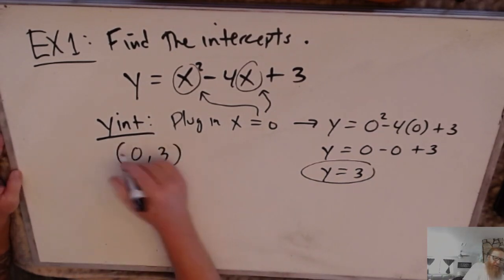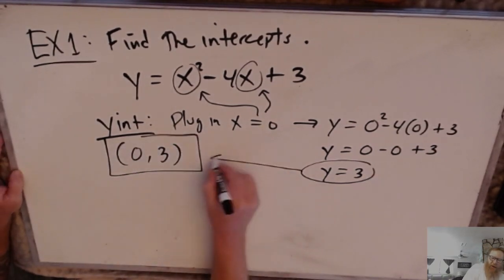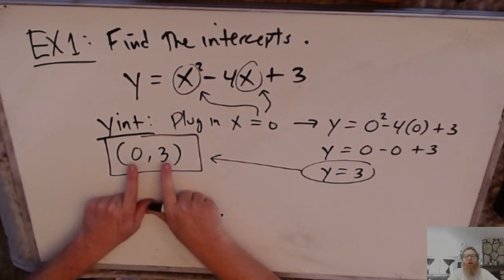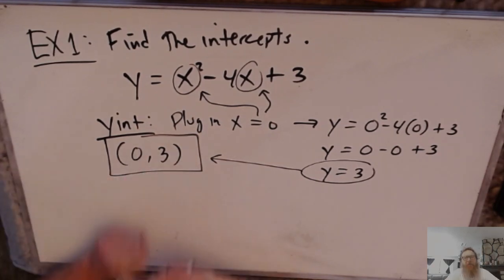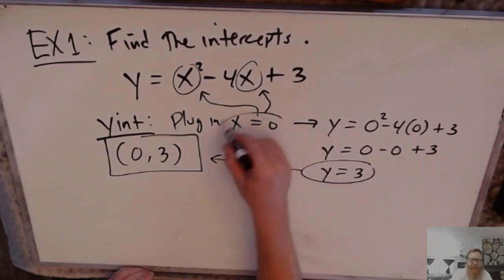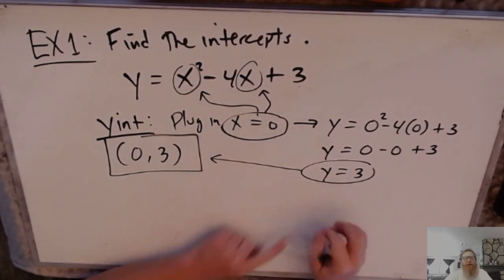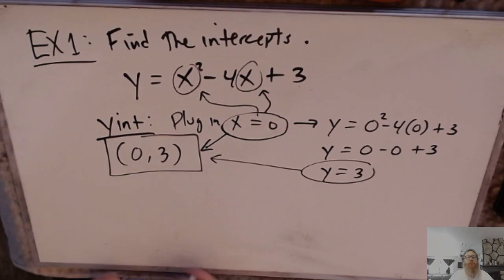Make sure you give the answer as an ordered pair, and it must be in the right order. It's 0 and then 3. Yeah, x is 0 and y is 3. So make sure you put it in the right order.